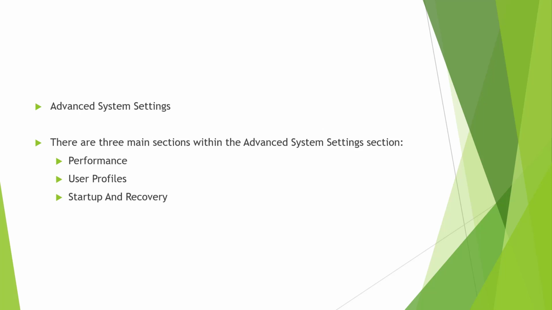Alright, before I show you, I also want to cover the advanced system settings one more time. There are 3 more main sections for the advanced system settings: performance, profiles, startup, and recovery. These are really important areas. Performance will show you the section allowing you to configure the visual effects and the virtual memory, processor scheduling, data execution prevention for Windows 10.